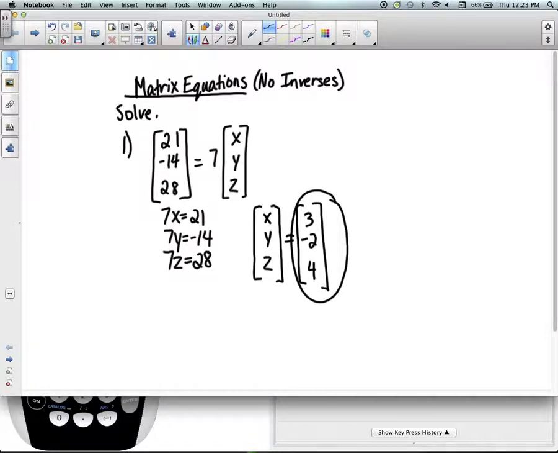Whenever you solve a matrix equation, you want to write your final answer in matrix form, unless you're using matrices to solve a different type of equation. We can do kind of the same thing with just a regular adding equation.